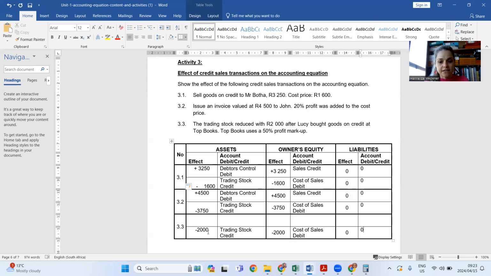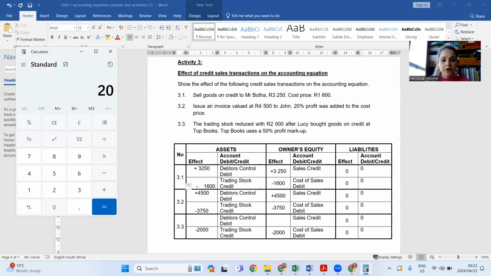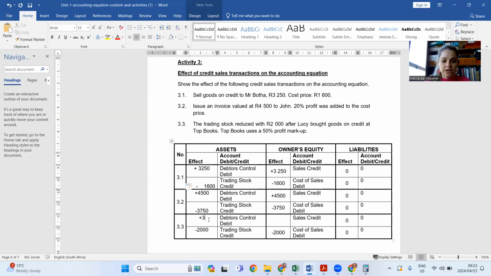No liabilities affected. Why did it leave your business? Because it was a credit sale, so debtors control gets a debit because he owes you more money because of this new sales with a credit that it's increasing with. It was sold at a markup of 50%. Your cost is 100. You want the selling price. Selling price is 150. Cost is 100. So 3,000 Rand plus 3,000 for debtors plus 3,000 for your sales. And that is it.